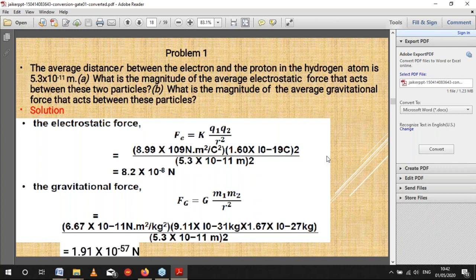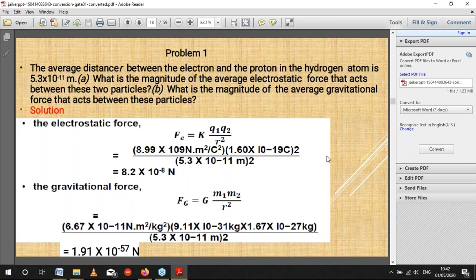Then the gravitational force, which is the B part of the question, we have F subscript G equals G into M1, M2 all over R squared. When we put in the values, we get 1.91 times 10 raised to power minus 57 Newton. Let's try and note these calculations and practice them, especially the formulas. It's not something you can cram, so that you'll be able to dish them out whenever you are called upon.